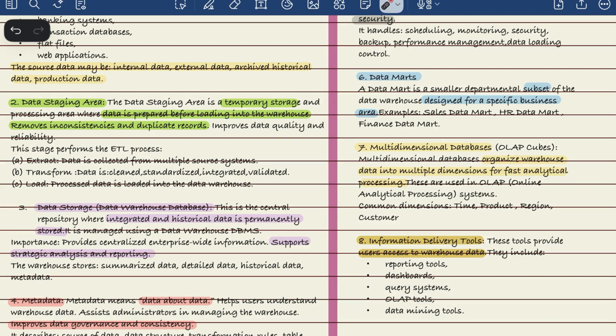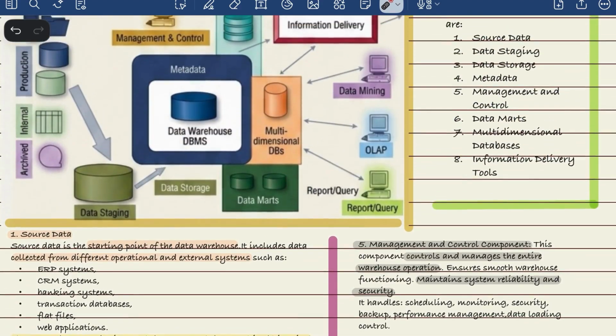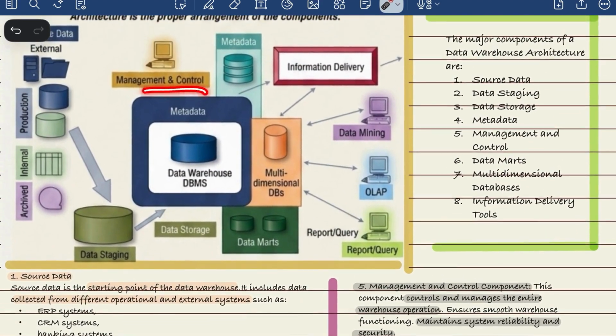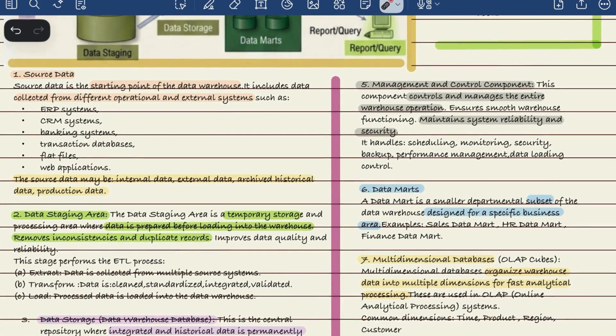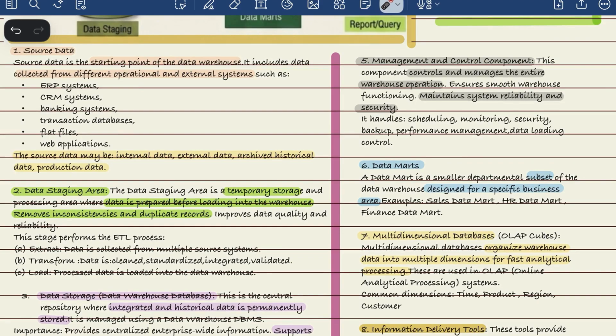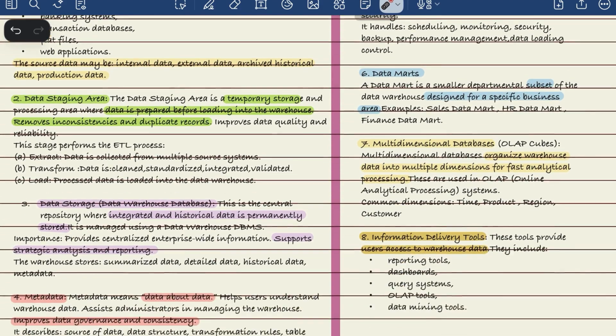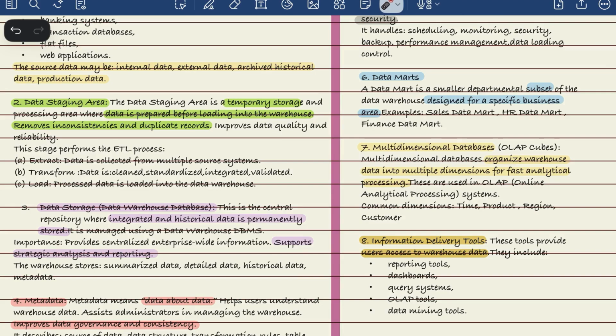And now we move forward to the metadata. You see over here, metadata. So what is this metadata? Metadata is the data about the data. For example, you create a document. What do you do at the front of the document? You create an index so that you know what is included in your document.